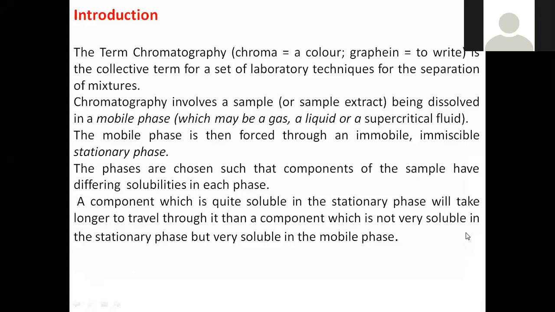So I'll start with the first unit, chromatography. General principles of chromatography. In the previous slides, I already explained the meaning of chromatography. Chroma means color, graphy means separation or to write or to separate. So chromatography is a technique of separation of a mixture of compounds into individual compounds.